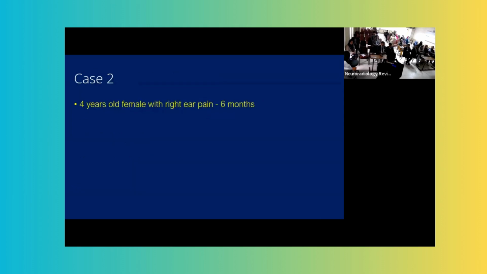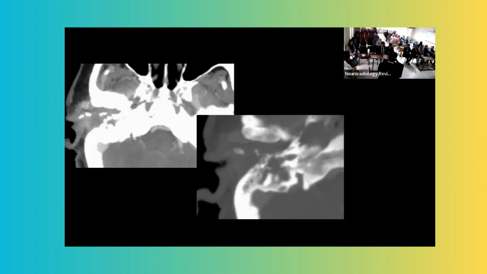Next case is a 4-year-old female with right ear pain for 6 months. So as a complementary case to the previous case, now there is a soft tissue mass in the external auditory canal going into the middle ear and inner ear, no normal ossicles, no normal anatomy, a lot of permeative changes in the bone, but there is a soft tissue mass. And then you can see that there's normal fat anteriorly. And there's no venous sinus thrombosis as well.